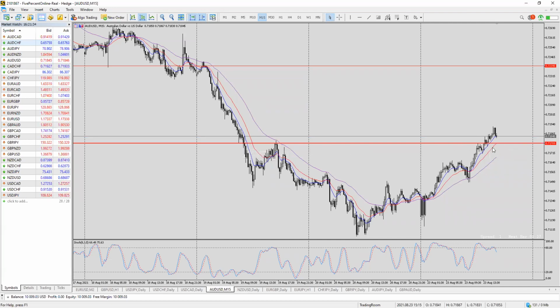Support, resistance, support, resistance. When I say dynamic support and resistance, I mean the moving averages. They're dynamic because they keep changing all the time. They're following the price. They're moving. They're called moving averages for a reason.